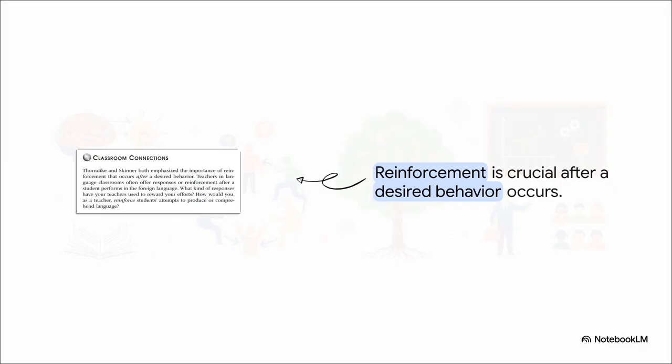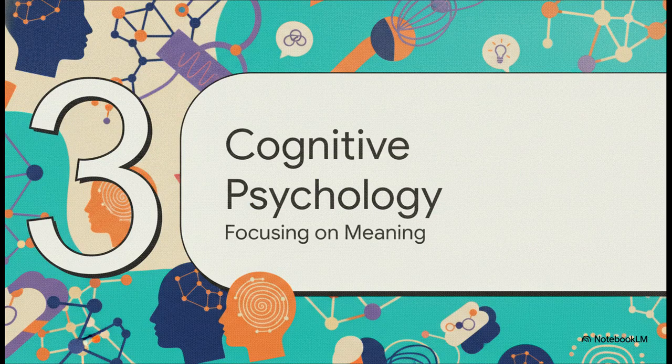I want you to really think about this for your own classroom for a second. Think about Thorndike and Skinner's obsession with giving immediate reinforcement right after a student does something right. What specific responses do you use to reward and reinforce your students when they stick their necks out to use a new language? Moving on to Section 3, cognitive psychology and meaning.